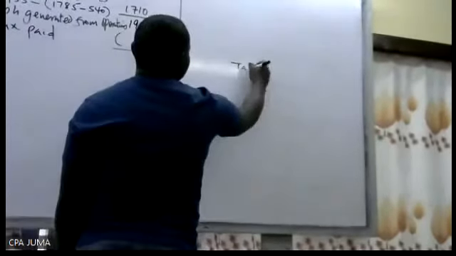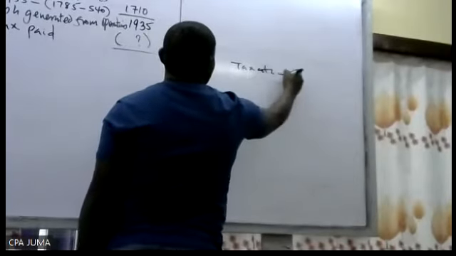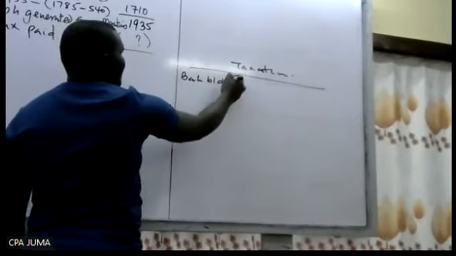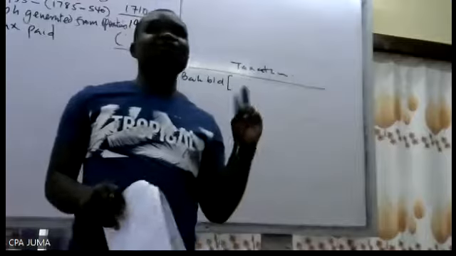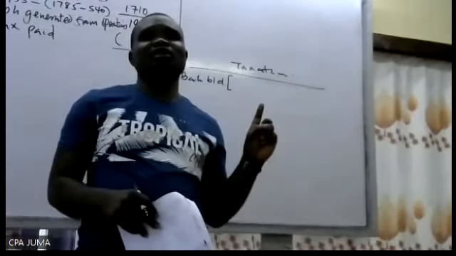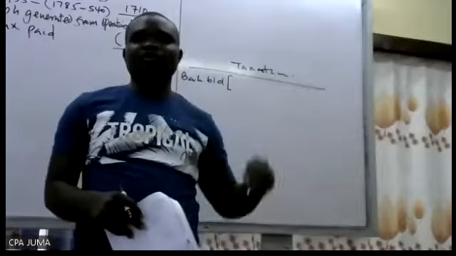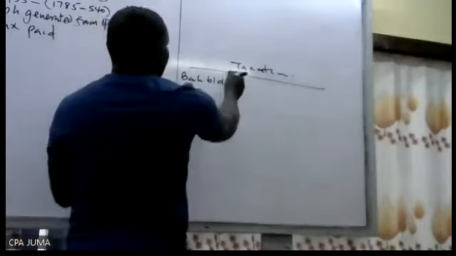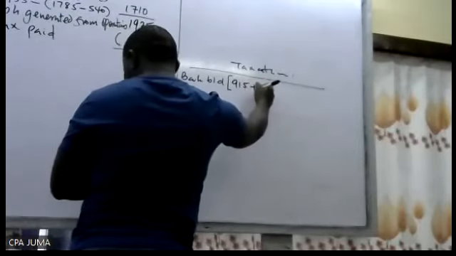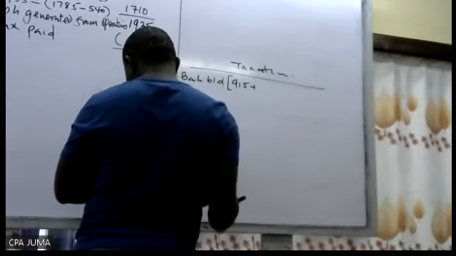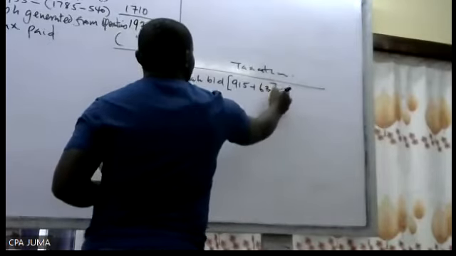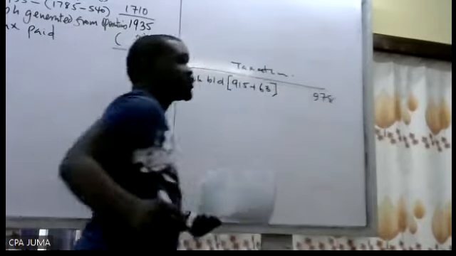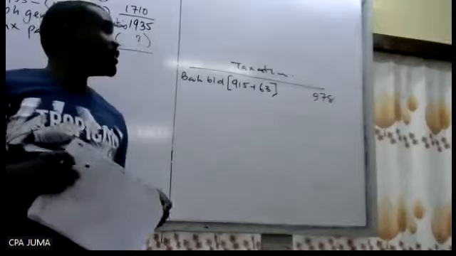So taxation, you start by saying balance brought down. Be very keen to check the two of them, deferred and current. Deferred is 915 and current is 63. So the total is 978. That was the tax obligation at the start.